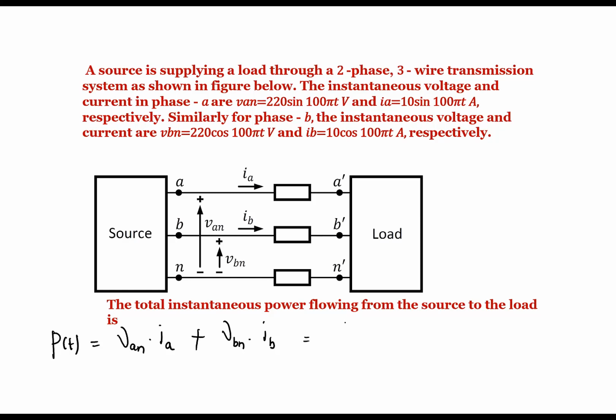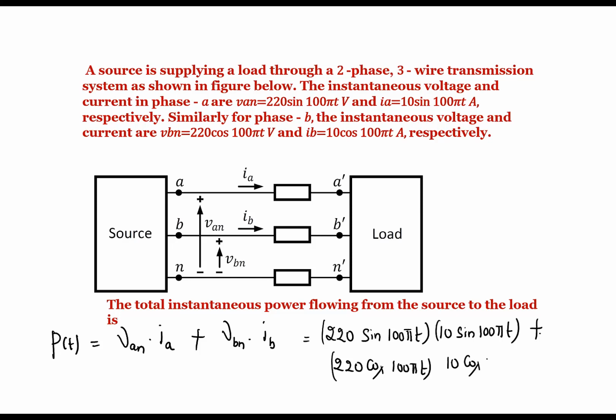What is VAN? 220 sine 100 pi t multiplied by what is IA? 10 sine 100 pi t, plus what is VBN? 220 cos 100 pi t into what is IB? 10 cos 100 pi t.